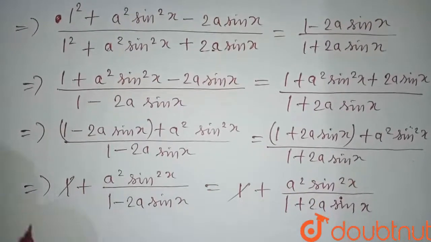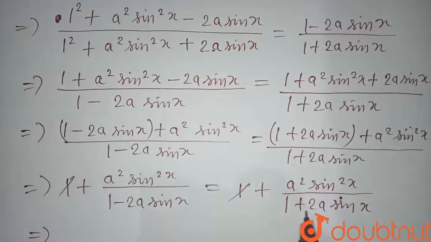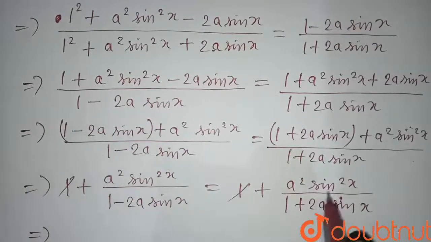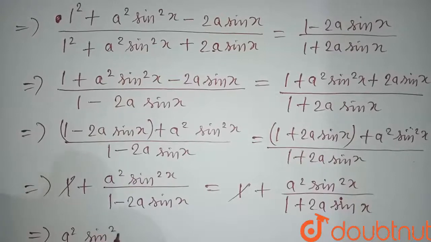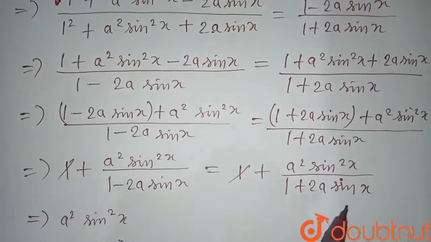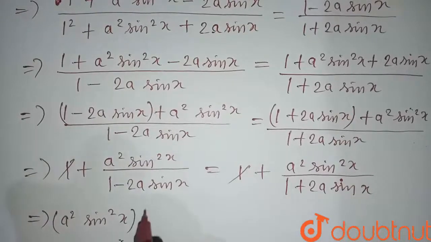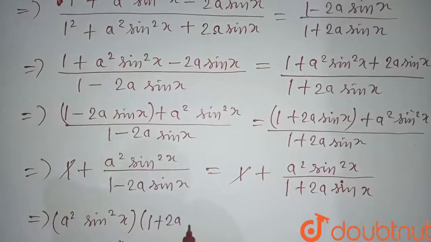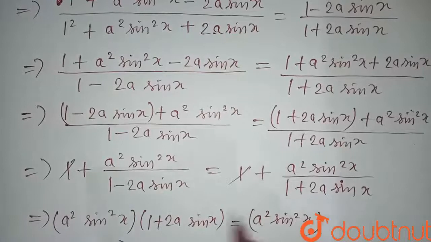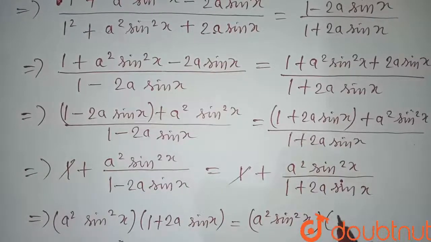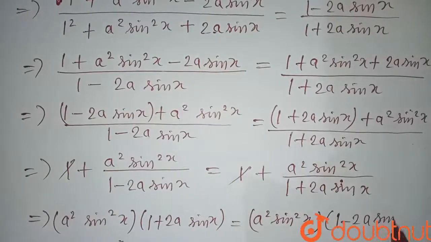Now the 1 will be cancelled out here. We transfer this term to that side and this term to that side, so this will be a² sin²x, and this term will be multiplied by this, that means (1 + 2a sin x) is equal to a² sin²x multiplied by (1 − 2a sin x).